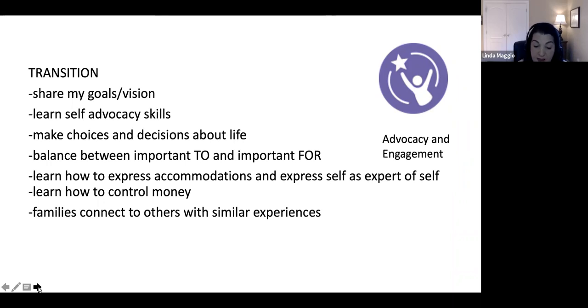And then the balance between what's important to them and important for them. It may be important to them to talk to their sister daily, but it may also be important for them to have their weighted vest every day for at least 20 minutes. Make sure they know how to express accommodations and that they express themselves as the expert of themselves with confidence. Again, controlling money, manage their services and support, and you can use various applications or websites for that. And make sure that families connect to others with similar experiences.